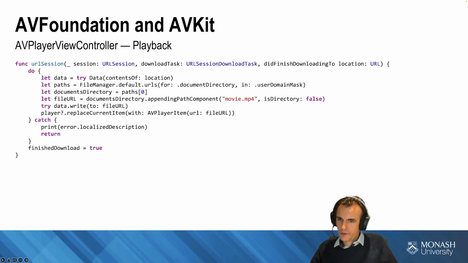And that's a URL. Next, we take that data and we write it to the file URL. And there's some code in here that can throw, like data write or data here. So we're doing all this inside a do catch block. Once we've written it to a permanent position, we can tell the player to replace the current item, and we give it that file URL. So yeah, there's an example of using AV Player and also AV Player View Controller.